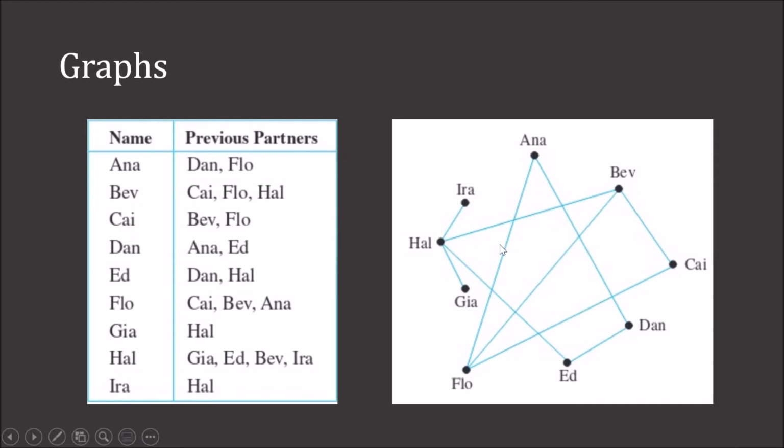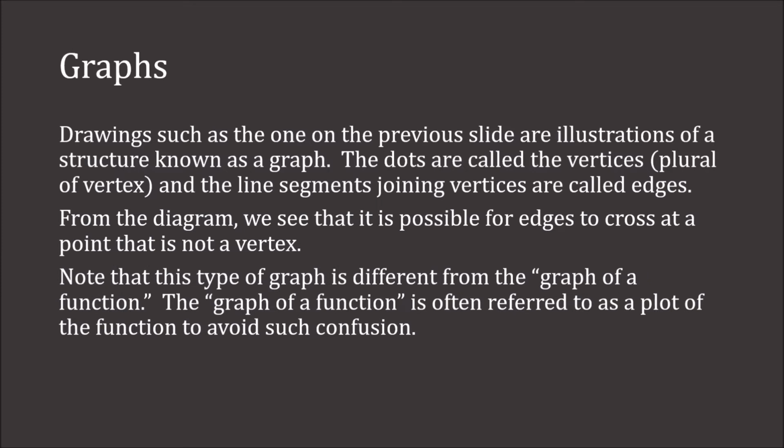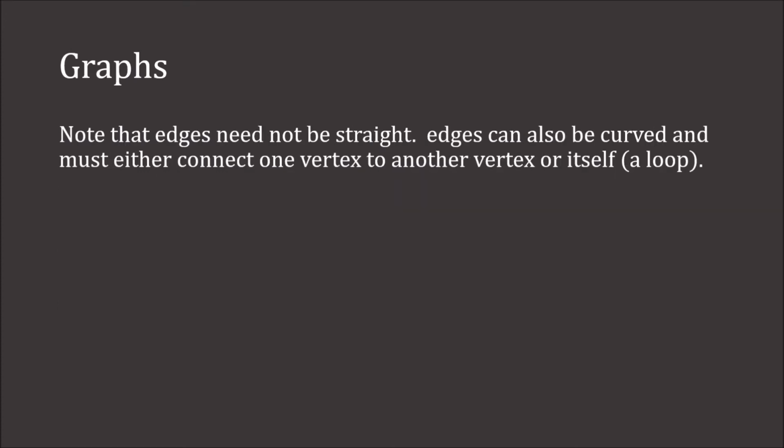Now also note that this type of graph is different from the graph of a function. For this reason, we often refer to graphs of functions as plots of the function. This is to avoid confusion. And everything I just said is summarized on this slide. Now note that edges need not be straight. They can also be curved and must either connect one vertex to another vertex or to itself, right? A loop.